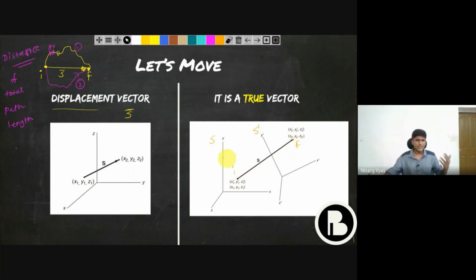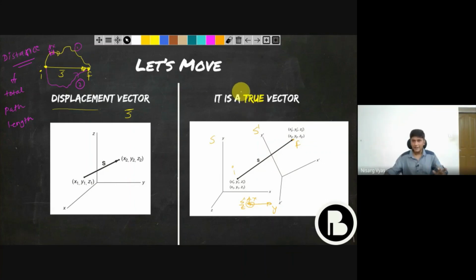Whatever reference frame you take, either S or S prime or some S double prime, which looks something like this. So S double prime has the Y axis here, the X axis here, and the Z axis going inside. This is some S double prime reference frame. From there also, the displacement will be a similar vector. It will have the same length, same direction. It will not change. That's why this is a true vector in a true sense.